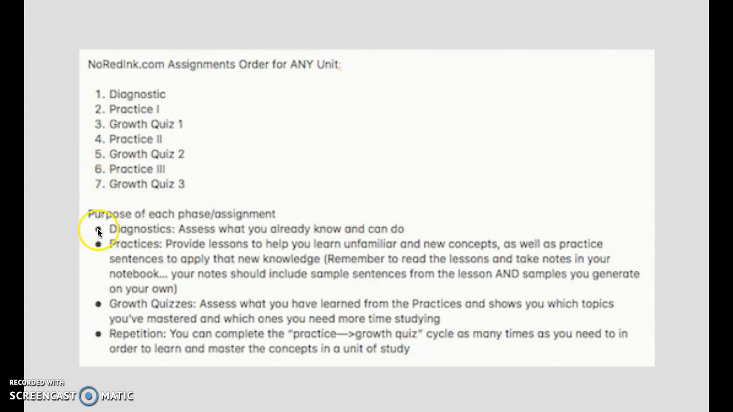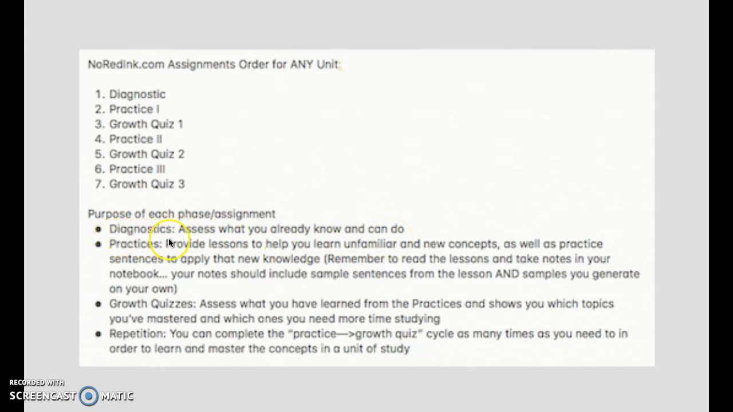Understanding the purpose of each of these phases will help you to figure out why you should be doing whichever assignment is up next. So a diagnostic, if you think about that word, you think about diagnosing, and when you go to the doctor, they can diagnose what kind of sickness you have or why you're not feeling well, right? So a diagnostic in academia means it's going to assess what knowledge you have, right? It assesses what you know and what you can do already.